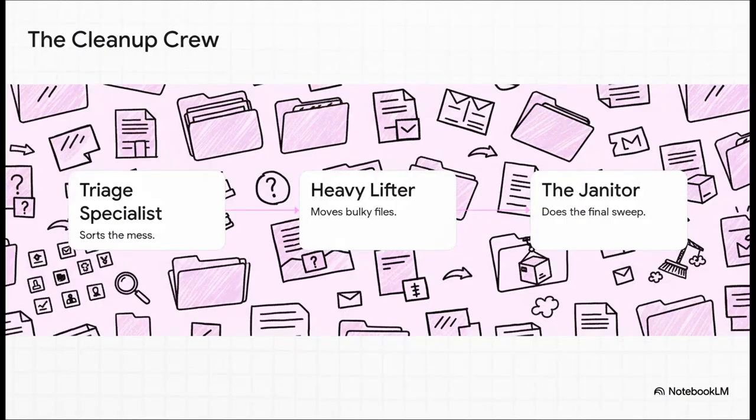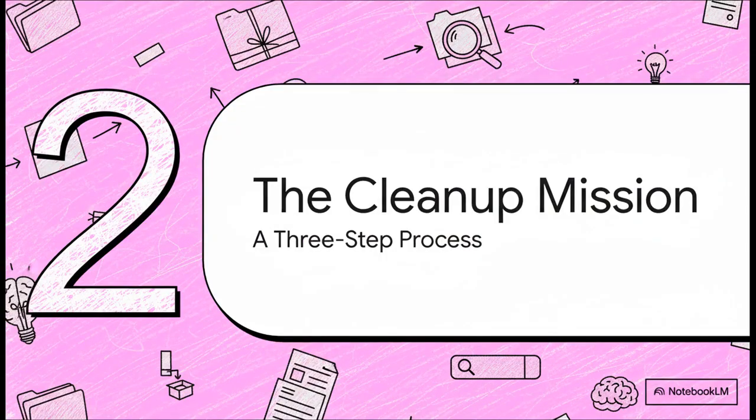Now, this crew has 3 key members. First up, you've got the Triage Specialist, whose job is to sort through the mess. Then comes the heavy lifter, who moves all those bulky files. And finally, the Janitor, who does that final, satisfying sweep. Each one has a critical role in turning your chaos into a strategic asset. Okay, so let's dive into this mission, shall we? We're going to break down this 3-step process and see exactly how each member of our crew turns that digital battlefield into a perfectly organized library that's ready for your next big project.